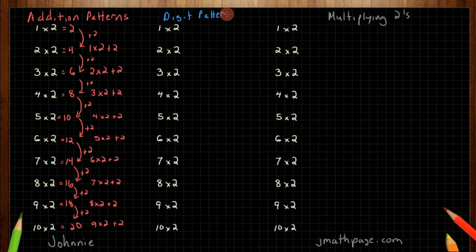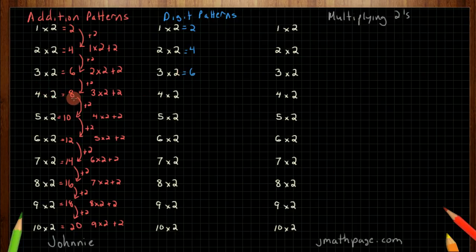There's certain things that happen with digits in our sums, in our products with multiplication. So, digit patterns. Let's go ahead and put these down. Let's look across. 1 times 2 equals 2. 2 times 2 equals 4. 3 times 2 equals 6.